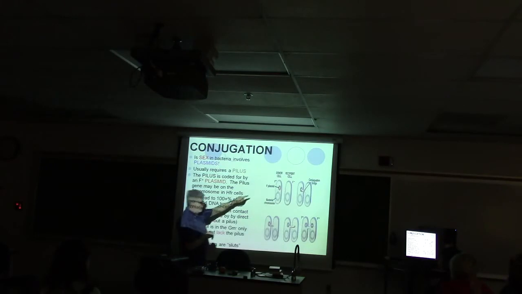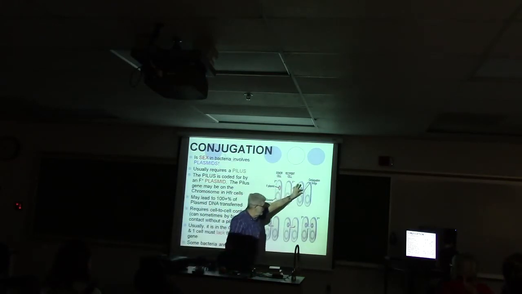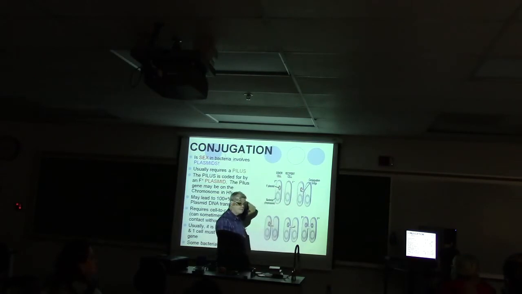All right, so I forgot the question. Does the F gene make the pilus? Yes, the F gene makes this pilus. Can you have the F gene without having that little pilus? No. But you can have a plasmid that doesn't have an F gene. There are 36 different kinds of plasmids, only one of them is an F plasmid.